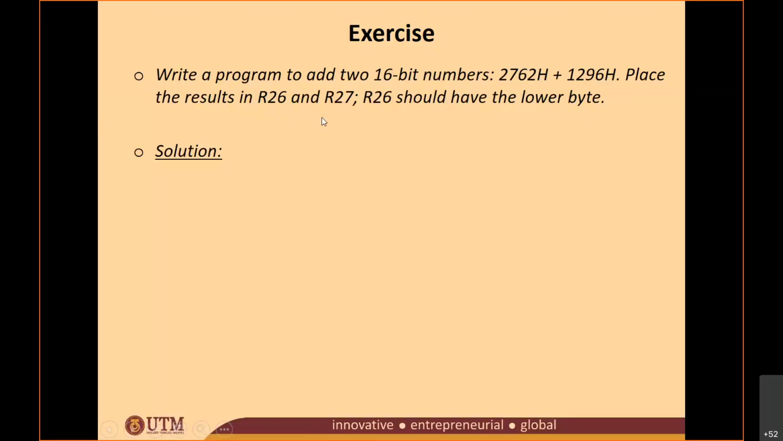Okay, so you are going to write a program to add two 16-bit numbers, which are 2762 plus 1256. The result you need to put into R26 and R27, where R27 should have the lower byte. So you're going to write down how to do the program in order to add these 16-bit numbers.